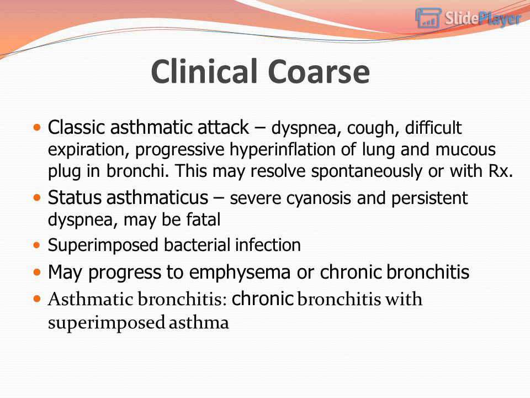Classic asthmatic attack: dyspnea, cough, difficult expiration, progressive hyperinflation of lung and mucus plug in bronchi. This may resolve spontaneously or with treatment. Status asthmaticus, with severe cyanosis and persistent dyspnea, may be fatal. Superimposed bacterial infection may progress to emphysema or chronic bronchitis. Asthmatic bronchitis is chronic bronchitis with superimposed asthma.